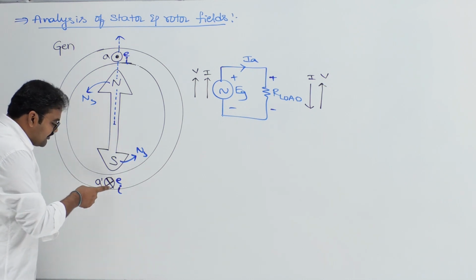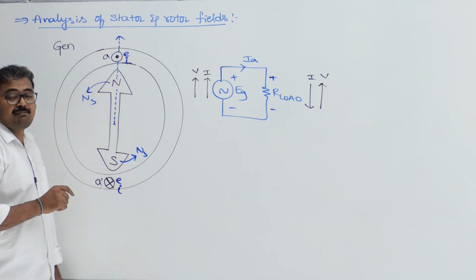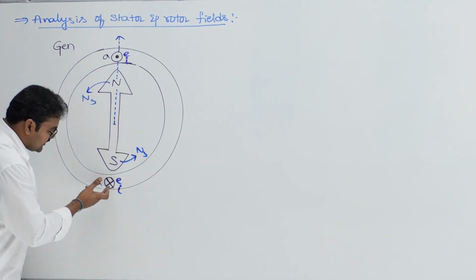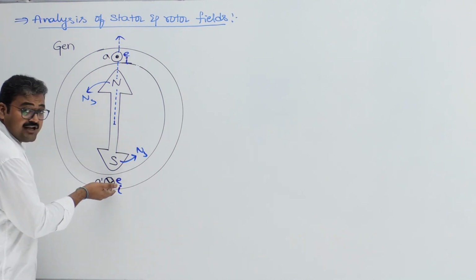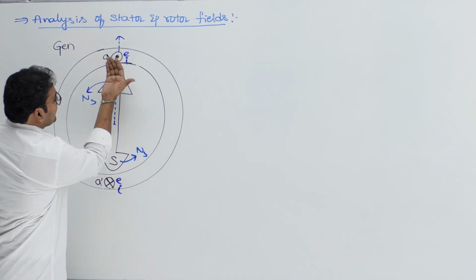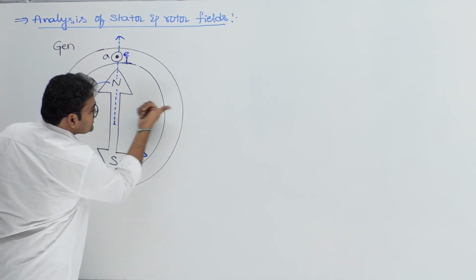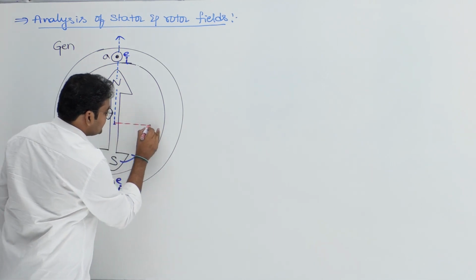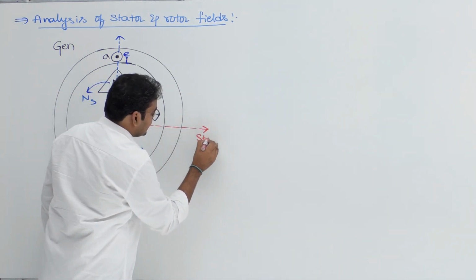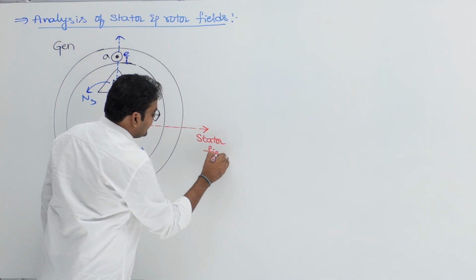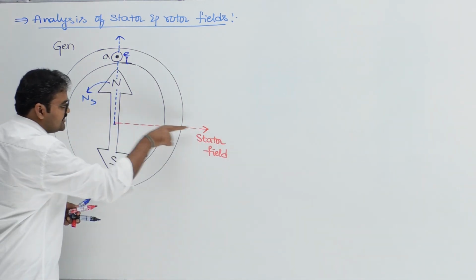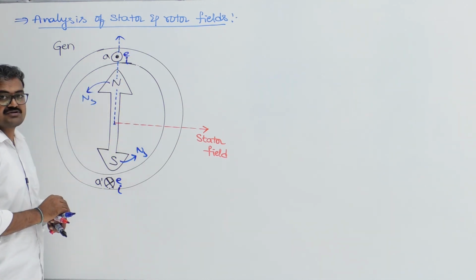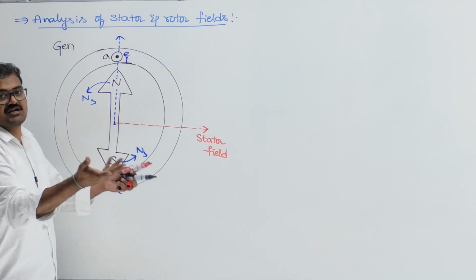Fine. So whenever you know current direction, how to identify magnetic field direction? So use right hand thumb rule. This conductor is carrying the current into the plane. This conductor is carrying the current out of the plane. So can I say this is the direction of stator magnetic field? Yes. So therefore, this is the direction of stator field. Why am I able to say this is a stator field? Because this field is developed by conductor A and A dash. They are nothing but stator conductors. Stator conductors will create a stator field.